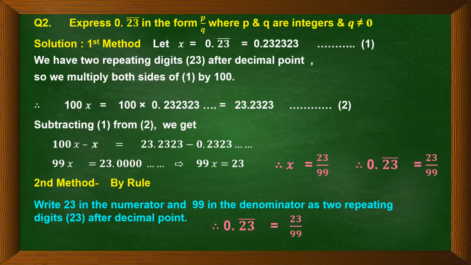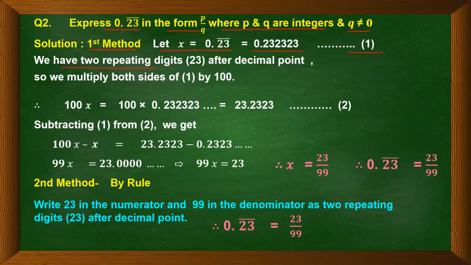Now let us take up second question. Express 0.23 under the bar in the form of P by Q where P, Q are integers and Q is not equal to 0. Now let us start with the first method, where we shall assume let x is equal to 0.23 under the bar. Since 23 are the two digits which are going to be repeated after the decimal point, so we can write 0.232323 and so on. So this is our first equation, x is equal to 0.2323 and so on.